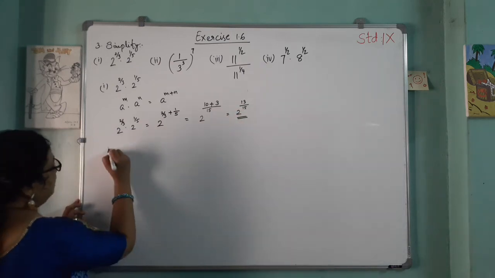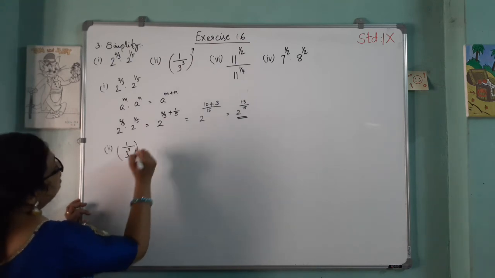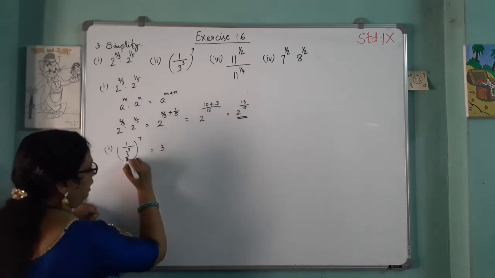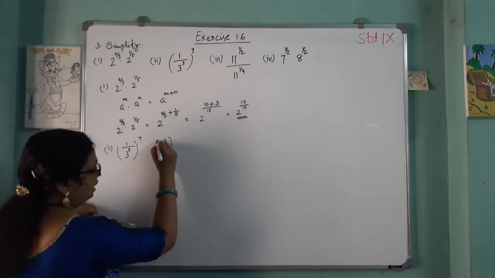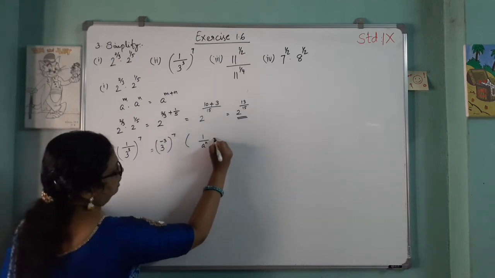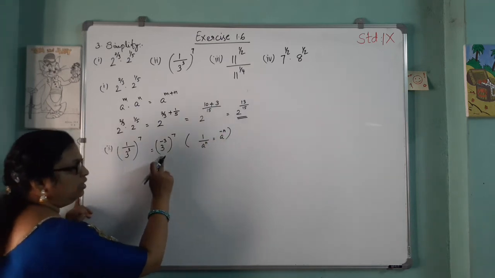Then next, second question, 1 by 3 cube, the whole raised to 7. 1 by 3 cube can be written as 3 raised to minus 3, the whole raised to 7. That is, 1 by a raised to n equals a raised to minus n. That property, that law, is used here.